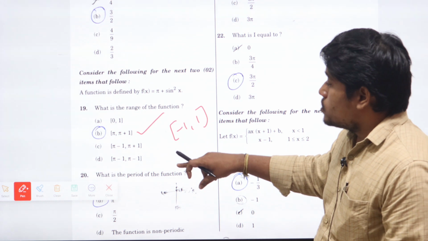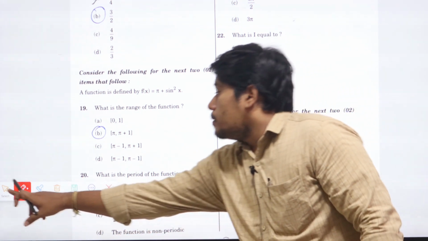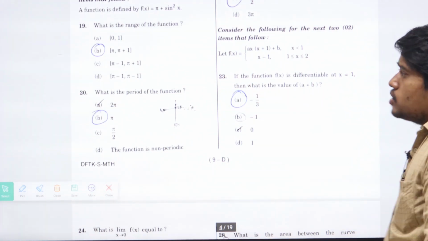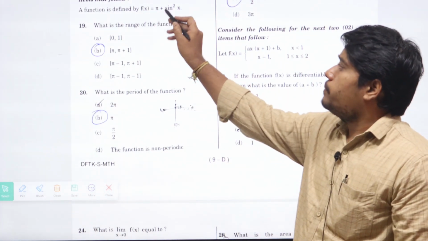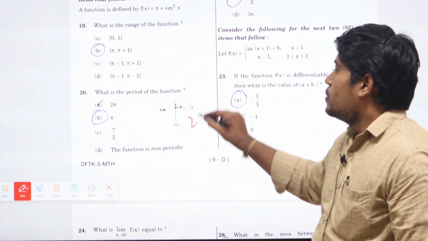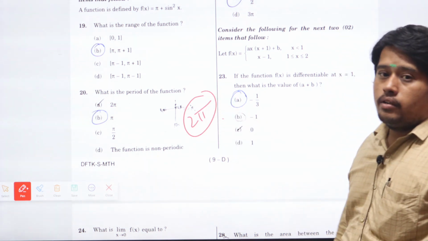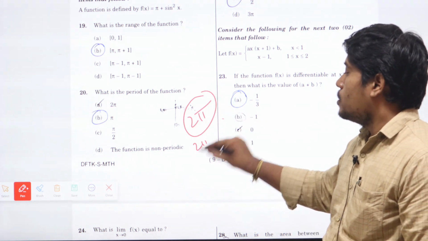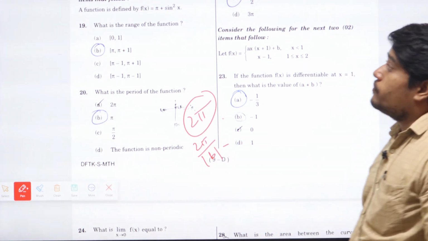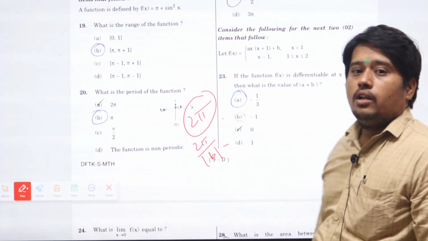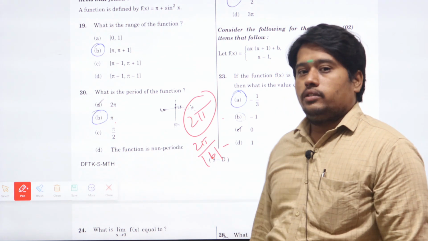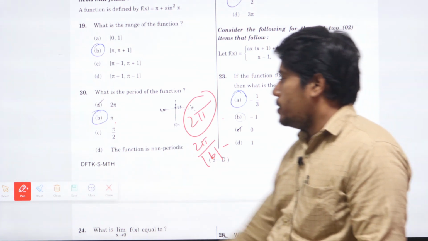Same problem. The next question is, what is the period of the function? For the combination pi plus sine square x, the general period is 2 pi. 2 pi divided by modulus of b is the general periodic function formula, but for the given function pi plus sine square x, the corresponding period of the function is pi. So option B will be the right answer.